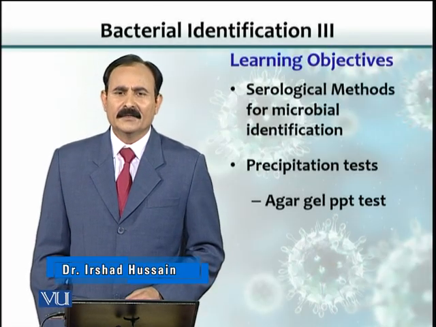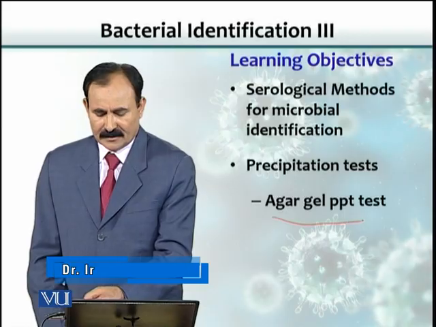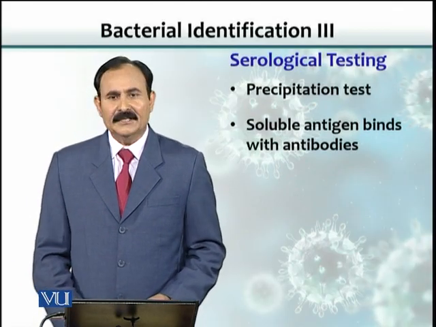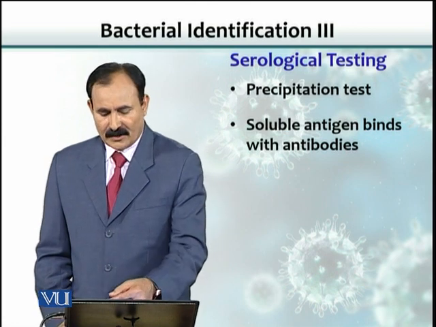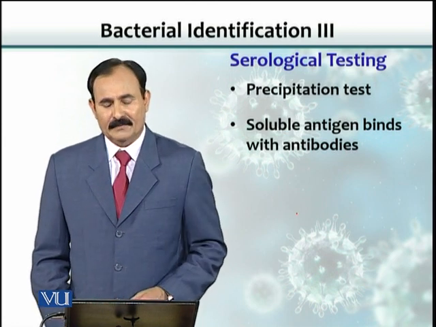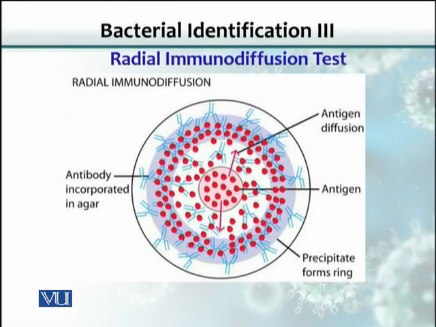There's a very commonly used precipitation test, what we call the agar gel precipitation test. It has various forms. As I already mentioned, soluble antigen binds with the antibodies. This test is done basically in a plate where either the antigen or the antibody is fixed in the medium. In this example, there is a central well which contains our antigen. Antigen, remember, in this case is soluble. Soluble antigens are like toxins released by microorganisms. The very typical example of soluble antigen is toxins.